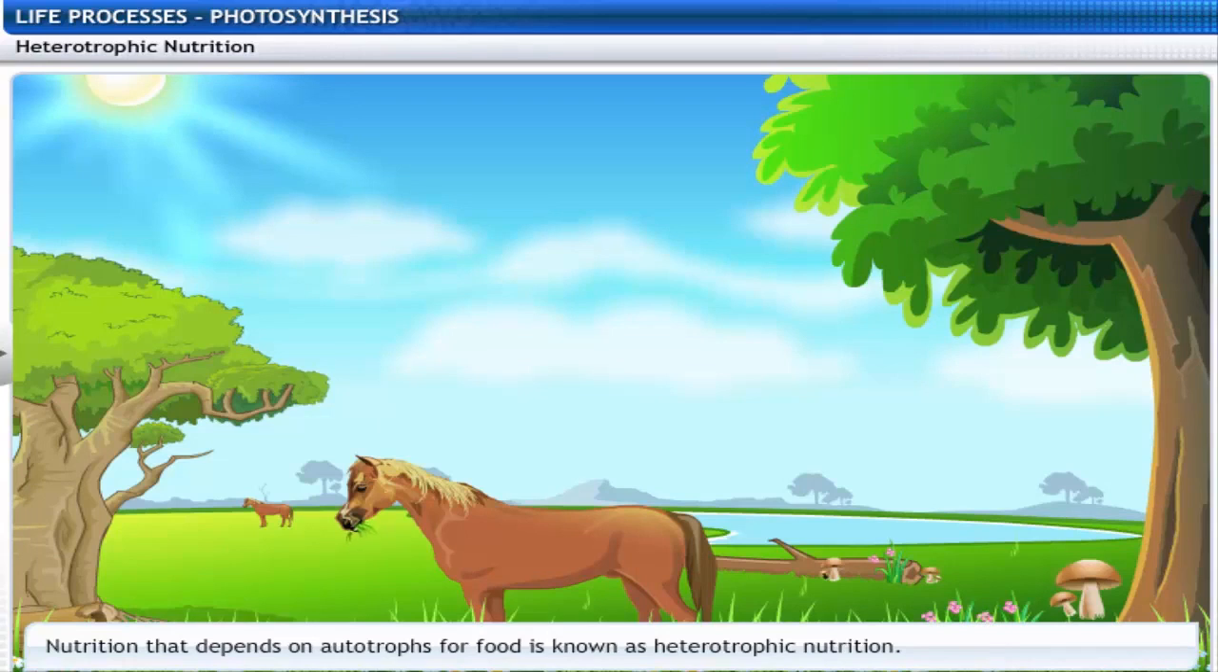Fungi and animals cannot prepare their own food and directly or indirectly depend on autotrophs for their food. Such organisms are called heterotrophs, and the process of nutrition in heterotrophs is called heterotrophic nutrition.